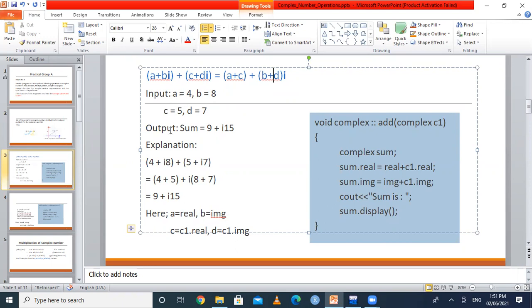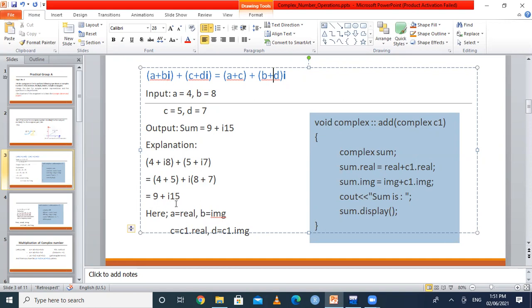For example, the first complex number is 4 plus 8i, and the second complex number is 5 plus 7i. Then we go for addition. We add the real parts, 4 plus 5, which is equal to 9, and 8 plus 7, which is equal to 15. That is the addition of the imaginary part.